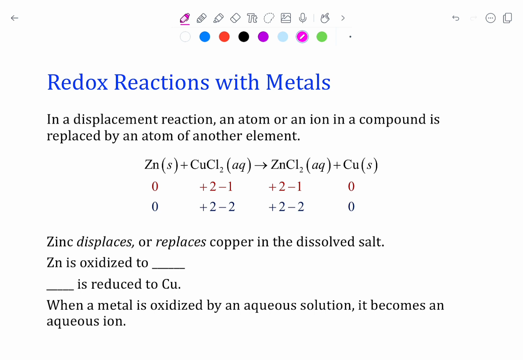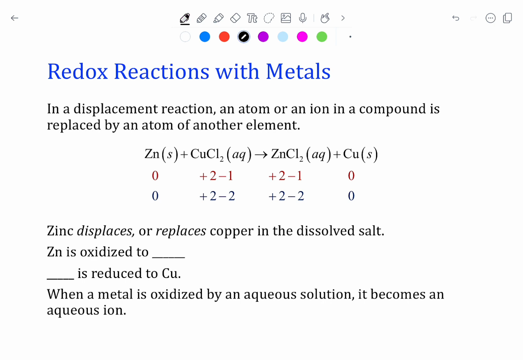Okay, so let's apply this now to our redox reactions, where we learned about oxidation and reduction and moving these electrons. Let's apply this to these reactions specifically with metals. Redox reactions with metals are considered displacement reactions. In a displacement reaction, an atom or an ion in a compound is replaced by an atom of another element.